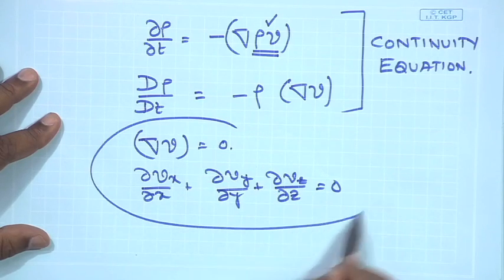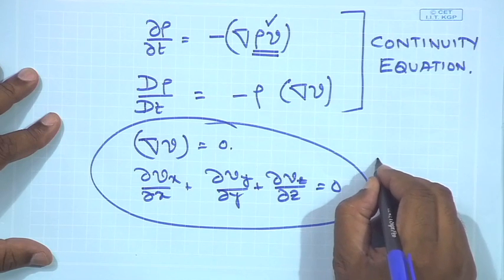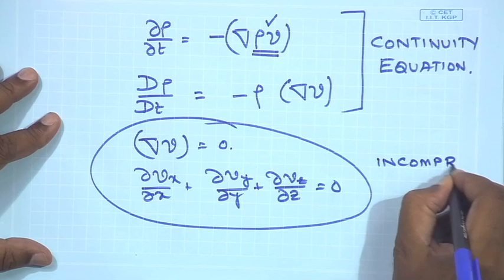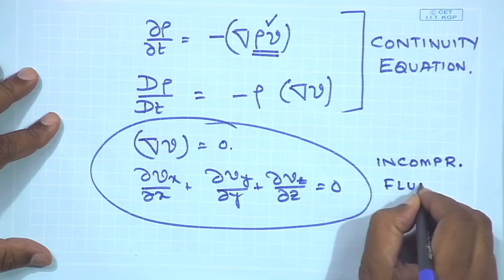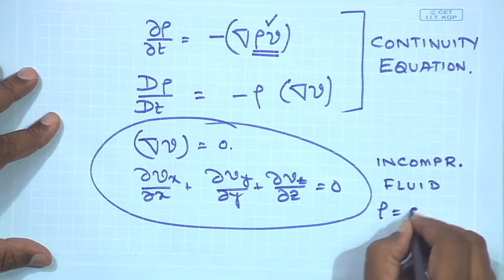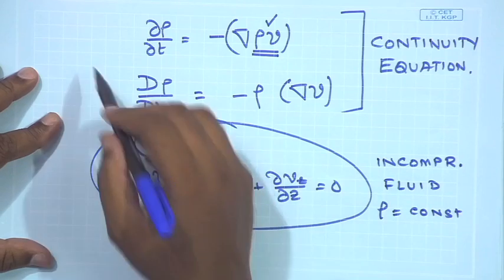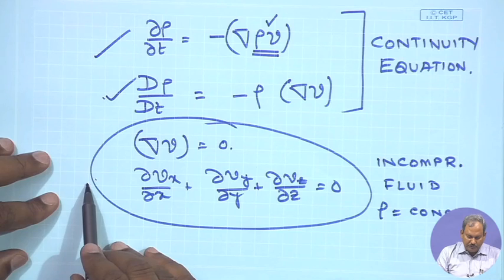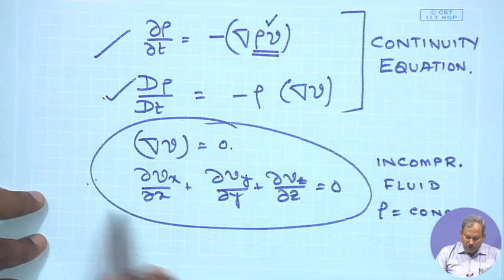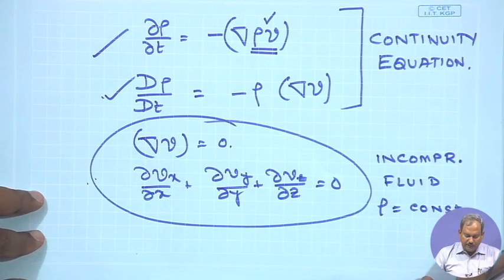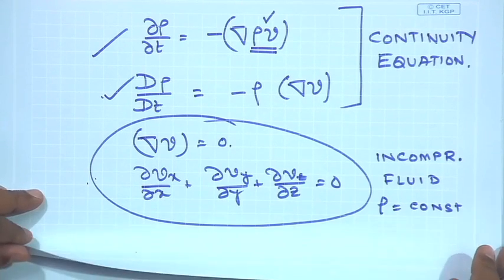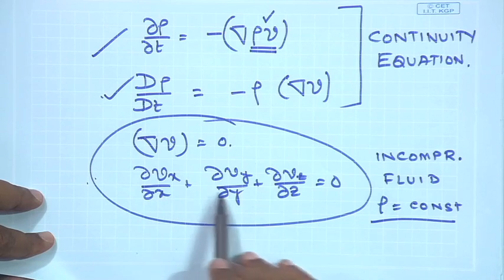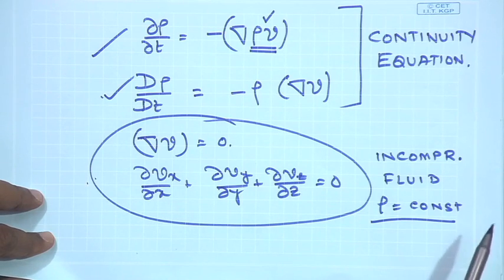So, this is the form of the continuity equation for an incompressible fluid, which is when rho is a constant. These two equations are equivalent. This equation is a special form of the equation of continuity when you do not have any variation of rho with any of the independent variables present in the system.